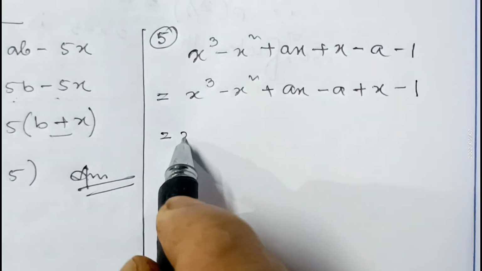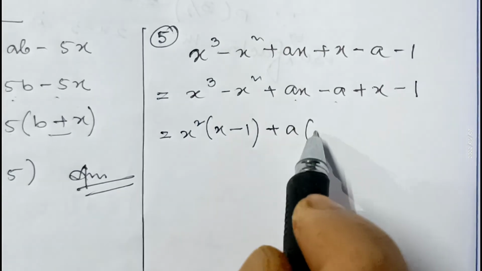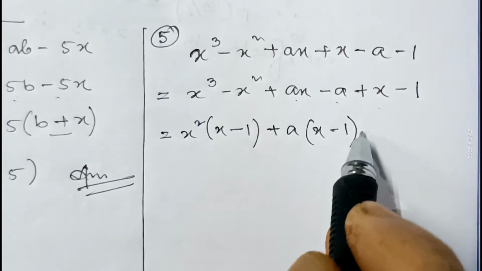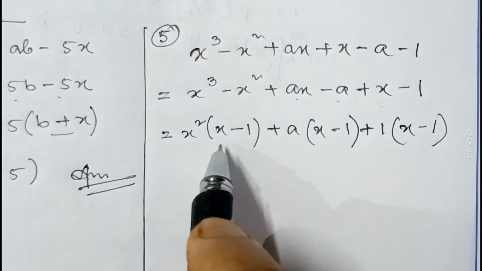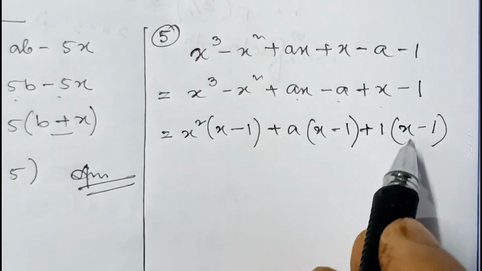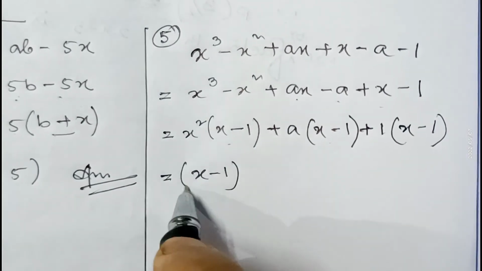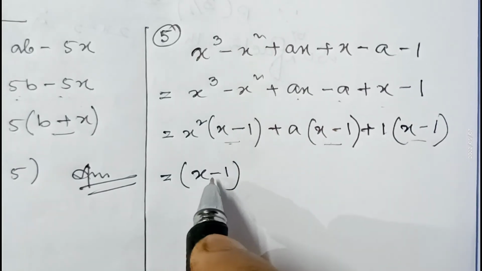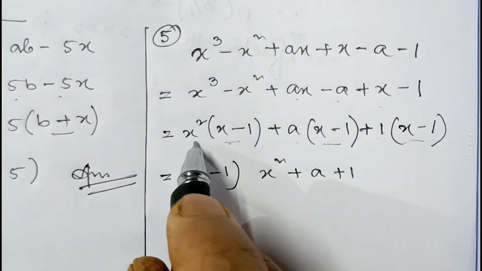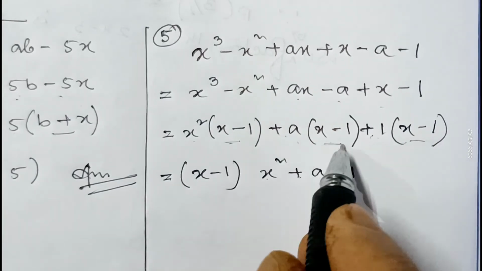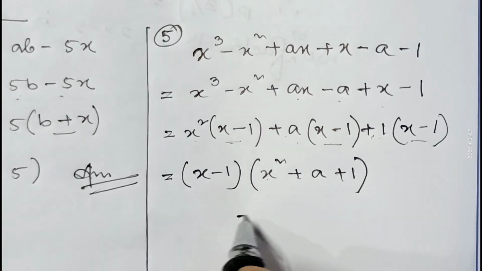If I take x square common, then we are left with x minus 1. From these two, if I take a common, it will be x minus 1. From these two, if I take plus 1 common, it will be x minus 1. Okay, so x square (x minus 1), a (x minus 1), plus 1 (x minus 1). This x minus 1 now can be taken common. So if I write x minus 1 outside, this, this and this I have taken common. So we are left with x square plus a plus 1, as x minus 1 is already taken outside. So (x minus 1)(x square plus a plus 1) is the required answer.